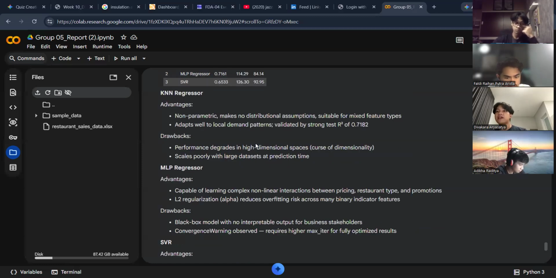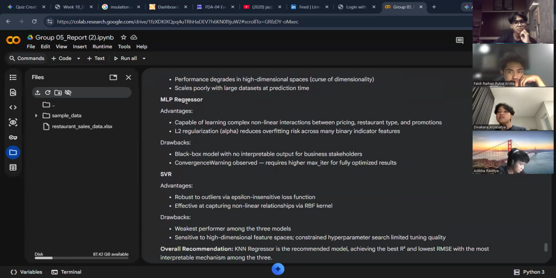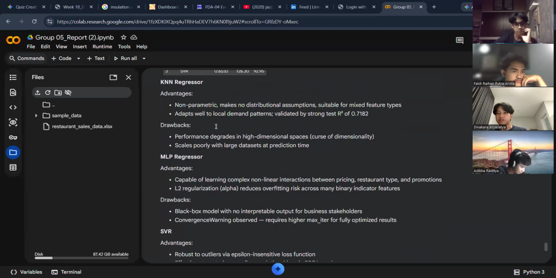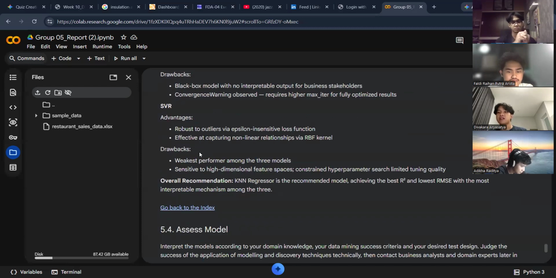Here, for the first model, the KNN performs well because restaurants and menu items with similar feature values, such as price range, restaurant type, and meal period, do tend to exhibit similar sales volume patterns. The second model is nearly identical to the first model, the KNN, with a convergence warning observed, meaning that the model could improve further if max_iter is increased to 1000. And the third model, the SVR, showed the weakest performance among the three, likely because the high dimensionality of the feature set limits the effectiveness of the RBF kernel.